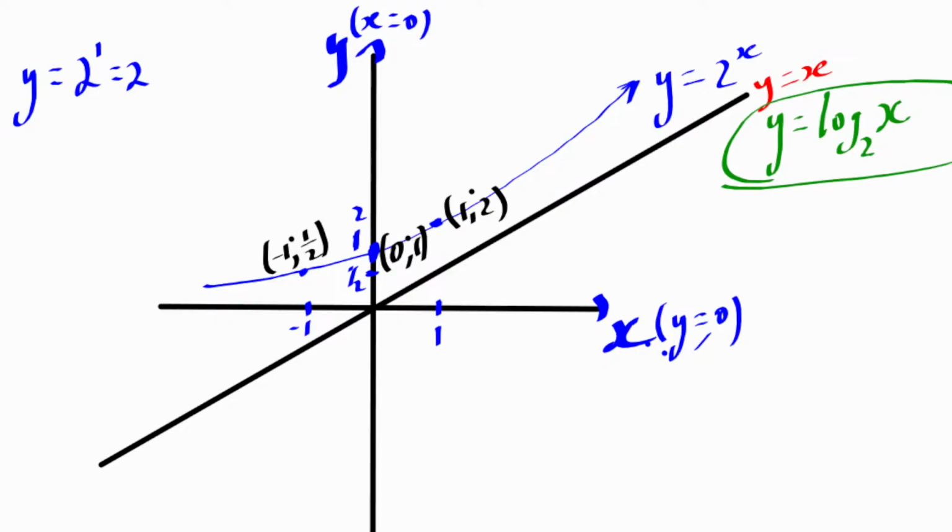You will see it matches. So if I swap around, let's look at the point negative 1 and a half. Negative 1 and a half. So maybe let's do it this way. Let's do it properly.